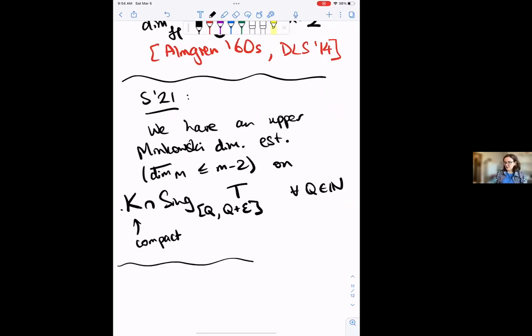Okay, so I think now is maybe a good time to take a break. After the break, I'll discuss, as promised, the key difference between codimension 1 and higher codimension, and then I'll discuss the key aspects of the proof of Almgren and De Lellis and Spadaro, and I'll explain which bits we have to change or strengthen in order to get this m-2 upper Minkowski dimension estimate.